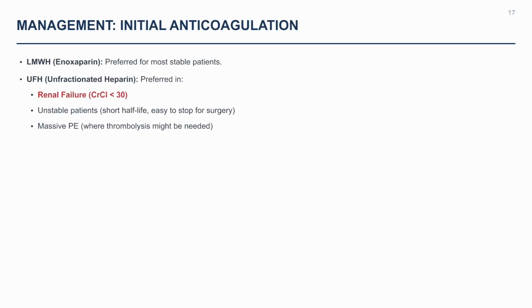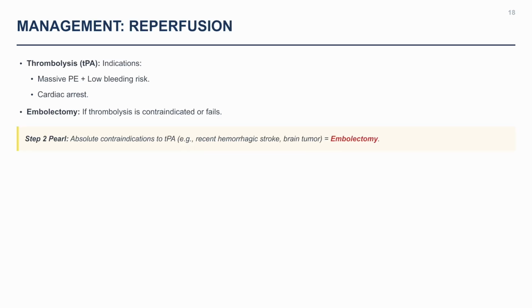For most stable PE patients, low molecular weight heparin, specifically enoxaparin, is the preferred initial anticoagulant. However, unfractionated heparin is preferred in 3 key situations: renal failure with a creatinine clearance below 30, hemodynamically unstable patients where you may need to stop anticoagulation quickly for surgery, and massive PE where thrombolysis might be needed, since UFH can be rapidly reversed.